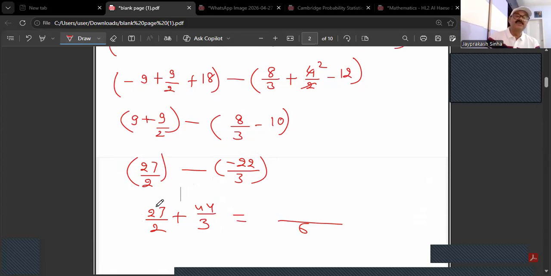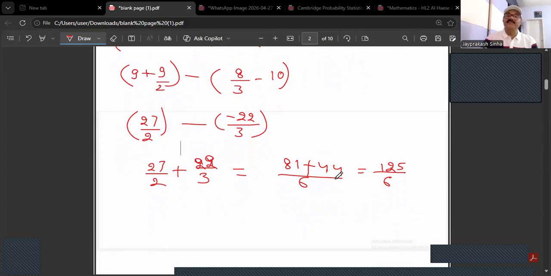Now multiply cross 27 into 3, 81. And this is actually 22. Silly mistake. So 22 into 2, 44. So after adding, what we are getting? 81 plus 44. 81 plus 44 is equal to 125. 125 upon 6. Okay, this 125 can be written as 25 by 6. So this is the area.